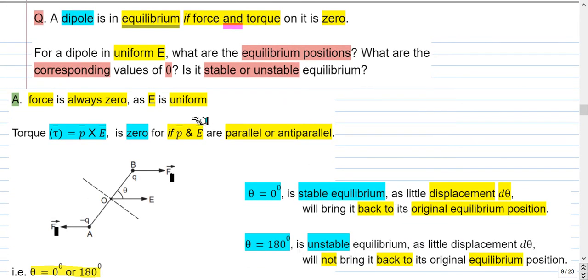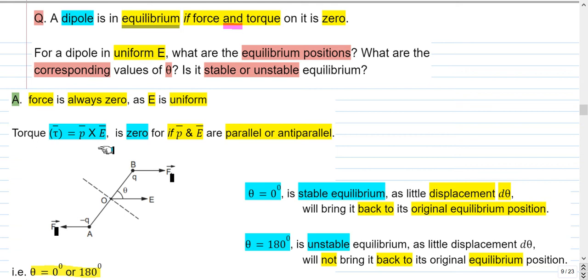The force acting on the dipole when the electric field is uniform is 0, because the force acting on the positive charge will be QE along the direction of the electric field, and on the negative charge it will be minus QE in the direction opposite to the electric field. So the net force will be two equal and opposite forces, so it will be 0. So the net force is always 0 when the electric field is uniform. And the expression for torque is given as P cross E for a uniform electric field, and P cross E is PE sine theta, where theta is the angle between the dipole moment vector and the electric field.